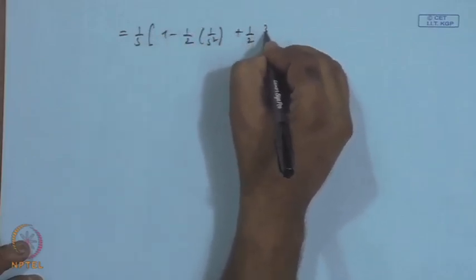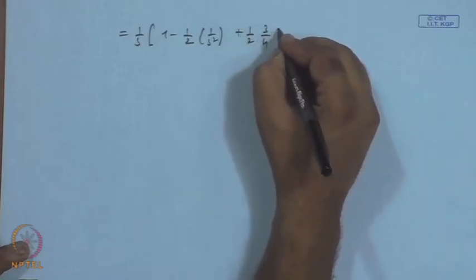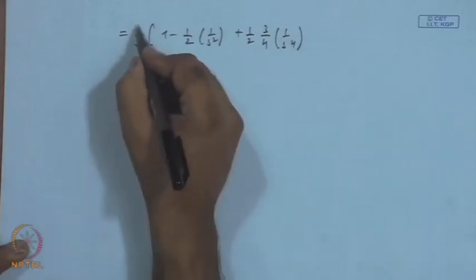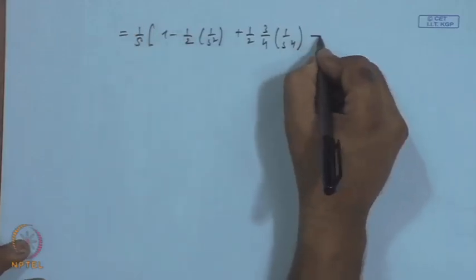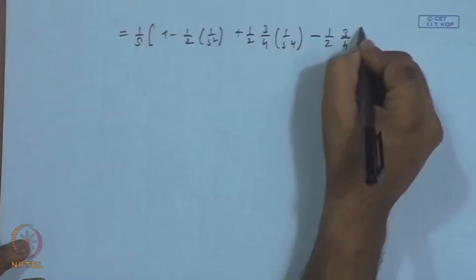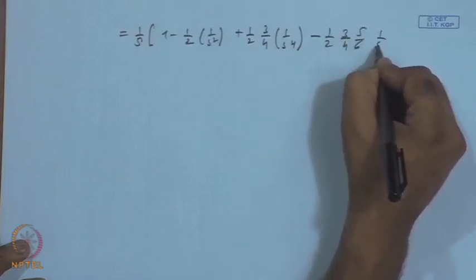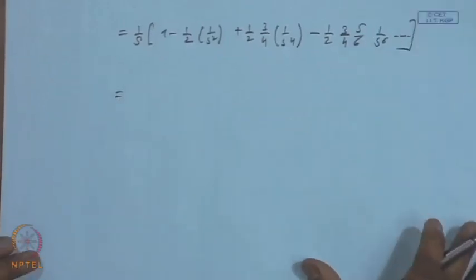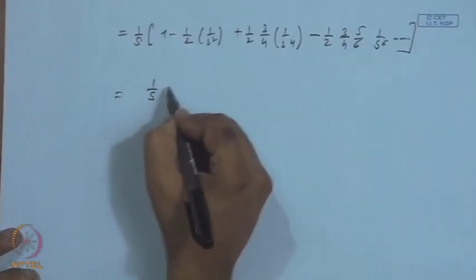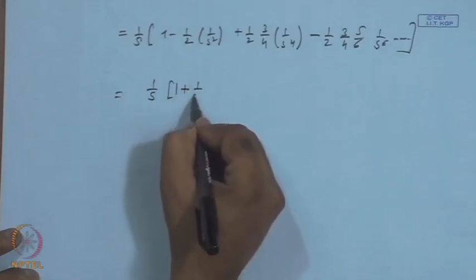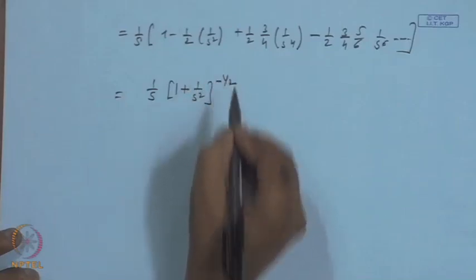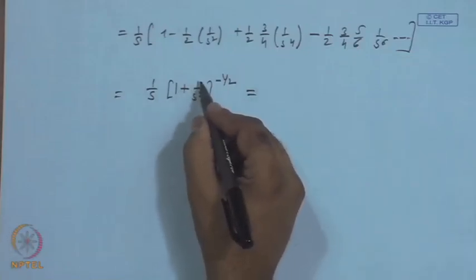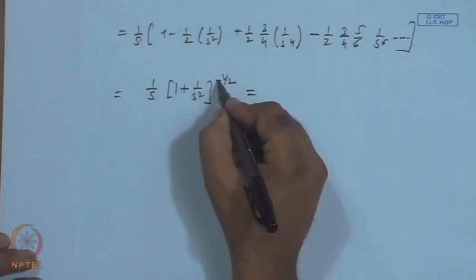Then the next term will be 3 over 1 over 2, 3 over 4, 1 over s^4, and because 1 over s we have taken this common. So, minus 1 over 2, 3 over 4, 5 over 6, and we have 1 over s^6, and so on. And this is with the binomial series, we can write this sum as 1 over s, 1 plus 1 over s square and minus half, or this is s square plus 1, and we have minus 1 there.